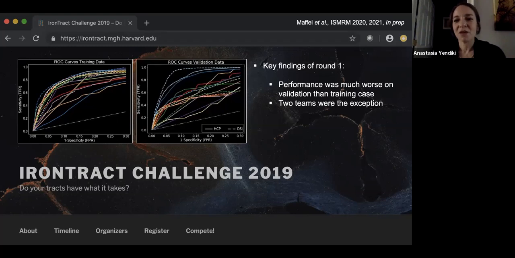Interestingly, we found that for most of the teams, the performance was much worse in the validation than the training case. So optimizing for the seed area in the frontal pole did not necessarily mean that the results were optimal for the ventrolateral PFC. There were only 2 teams that were the exception, that had pretty good accuracy for both the training and the validation case.